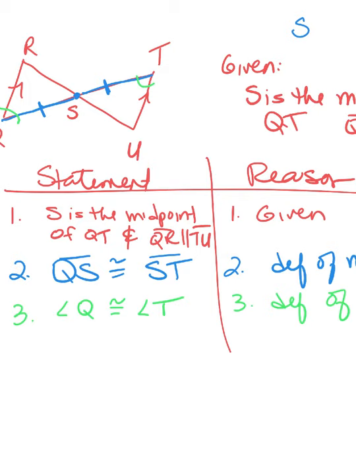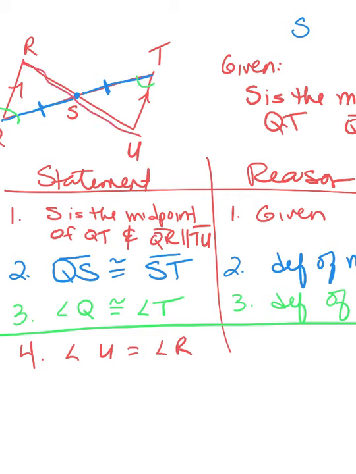So we have two ways we can go here. From here on down, it's your choice. If I see angle U is congruent to angle R, they're also alternate interior with this transversal, okay? So these two are equal. And that's also definition of alternate interior.